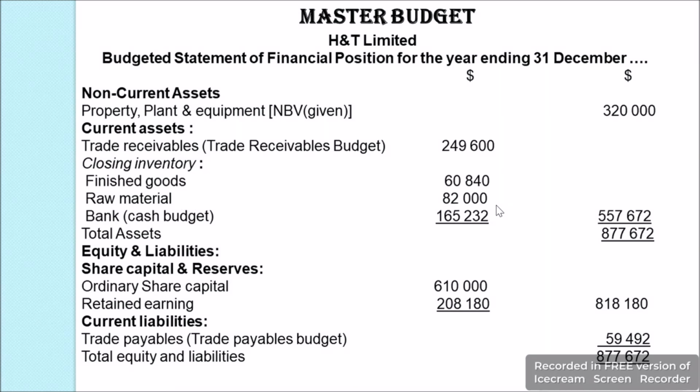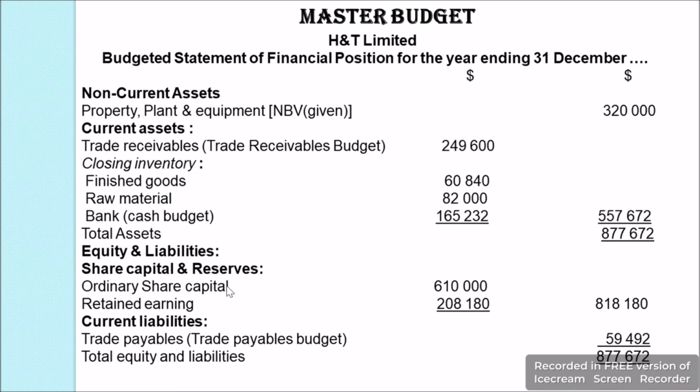Then we take the bank balance, this is the closing bank balance, which we have calculated in our cash budget. This will be the balance at the end of the fourth quarter, which is $165,232. So when we add all the current assets, we get the total as $557,672. And when we add the non-current and the current asset, we get the total as $877,672.